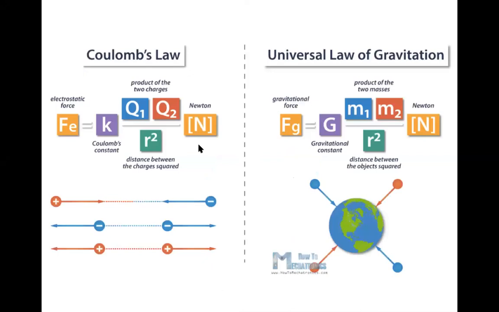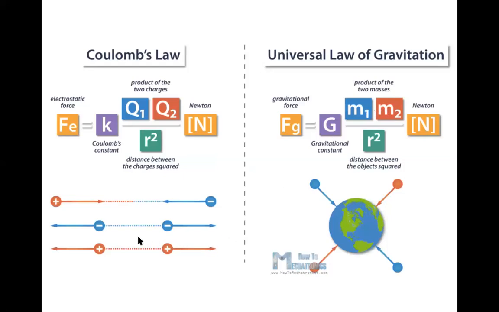Okay, so just before moving on, let's take a moment to compare the mathematical equations for Coulomb's law for electric force and Newton's universal law of gravitation for gravitational force. There are a lot of similarities. For electric force, we use Coulomb's constant. For the universal law of gravitation, we use the universal gravitational constant. We use charges, the two point charges, instead of the two masses.